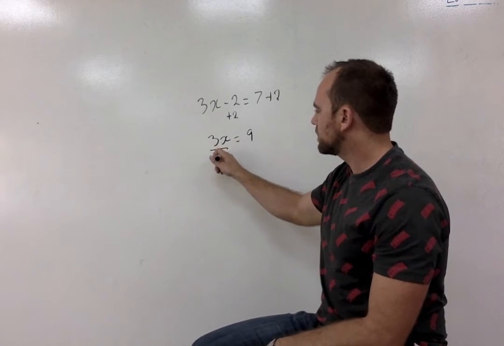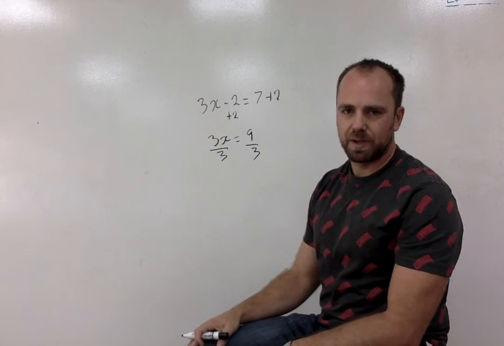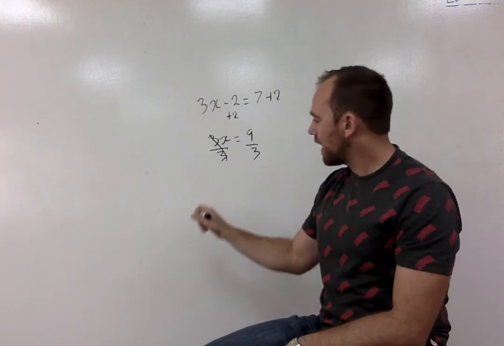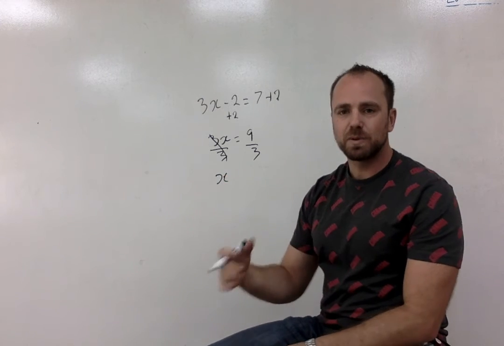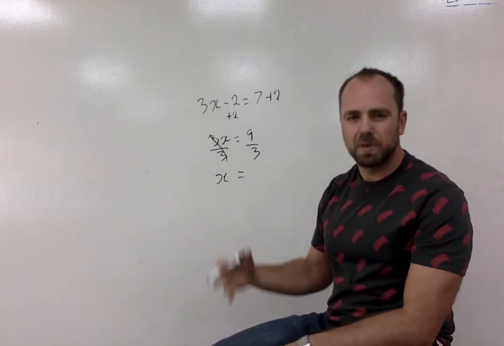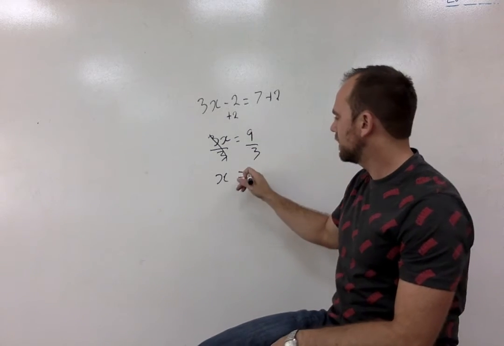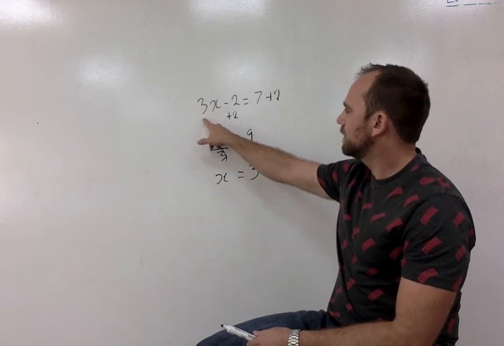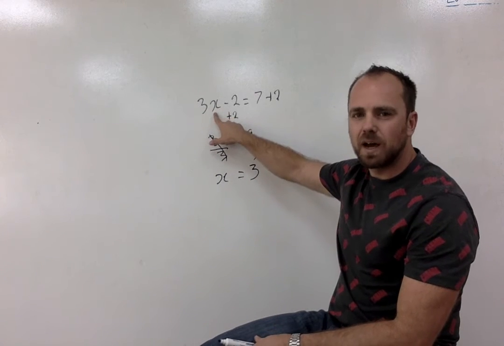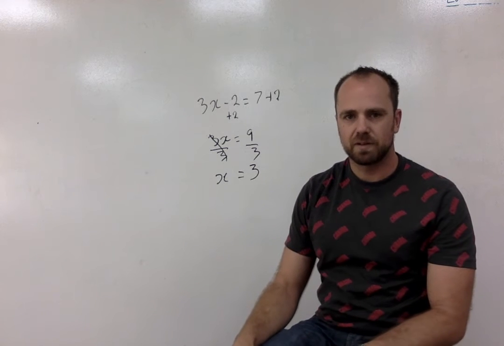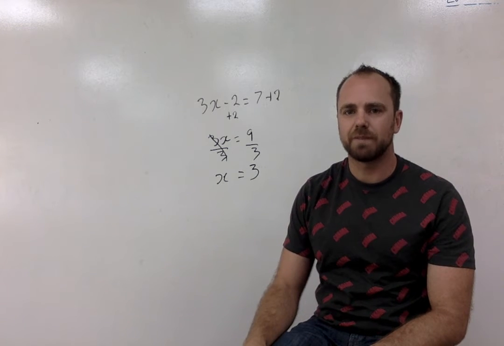So I'm going to divide both sides by 3. Okay? 3 divided by 3 is 1. Now I have 1x remaining. That's what I'm looking for. 9 divided by 3, or how many times can 3 go into 9, gives me 3. Okay, let's double check. 3 times 3 is 9. 9 minus 2 equals 7. Okay, so my answer works out again.